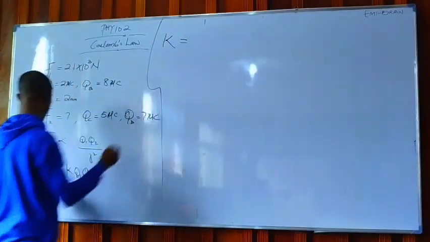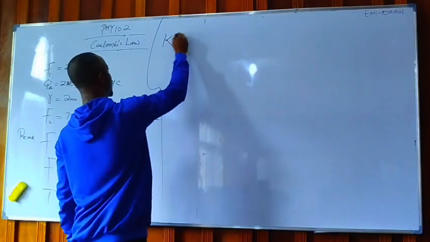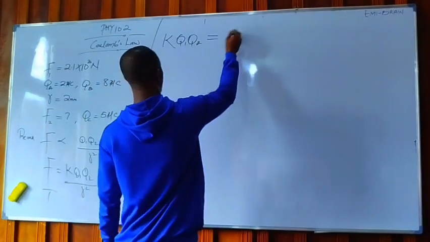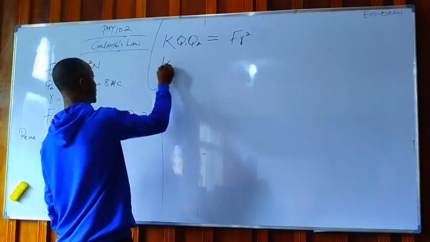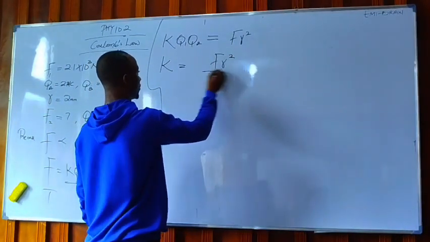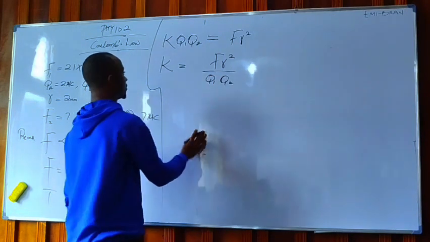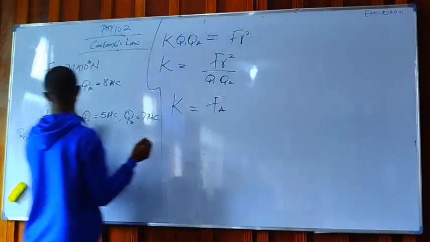K is equal to what? F times R squared over Q1 Q2. So K is equal to F R squared over Q1 Q2. So this can as well be K equals what, for my force here.